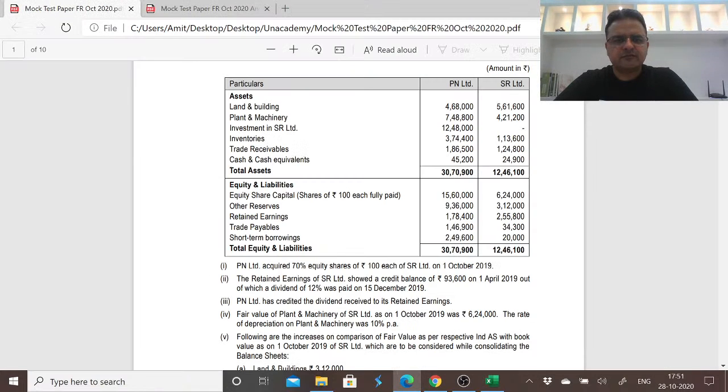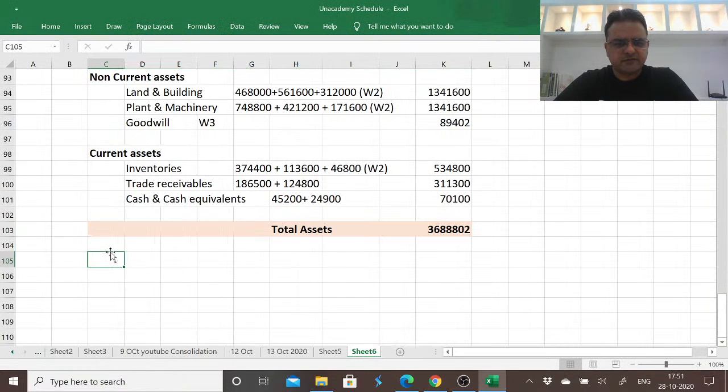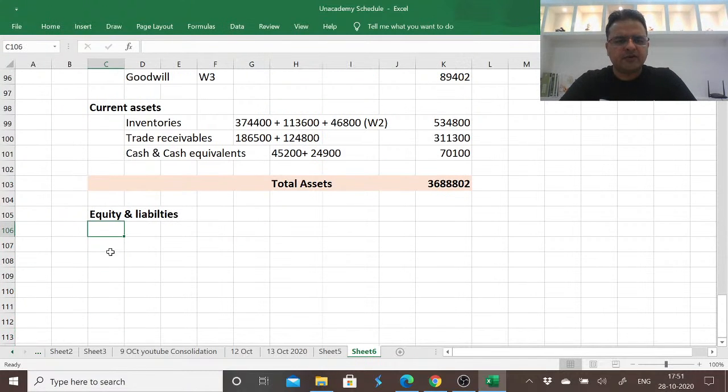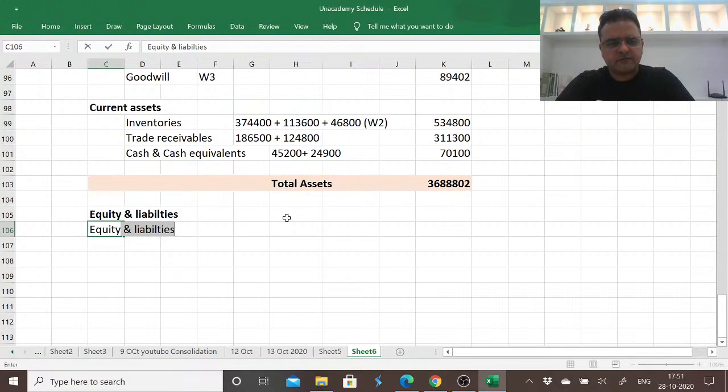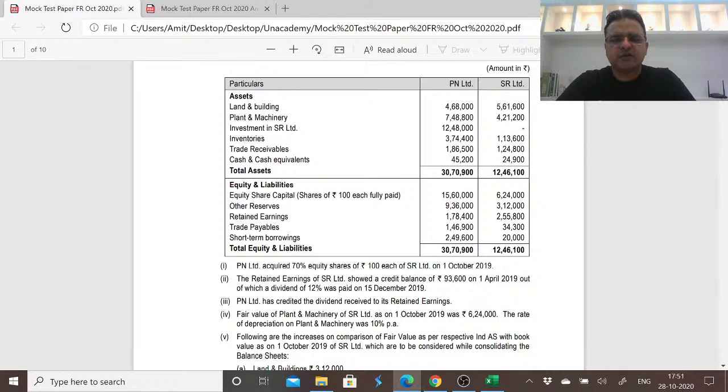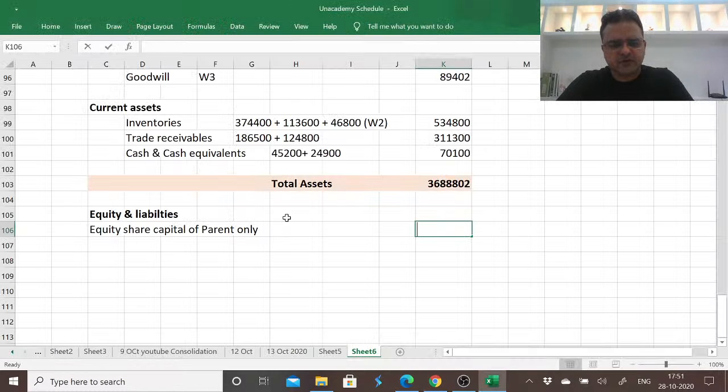Next part is equity and liabilities. Among the equity and liabilities, we can include only share capital of parent only. So equity share capital of parent only turns out to be 1560,000.